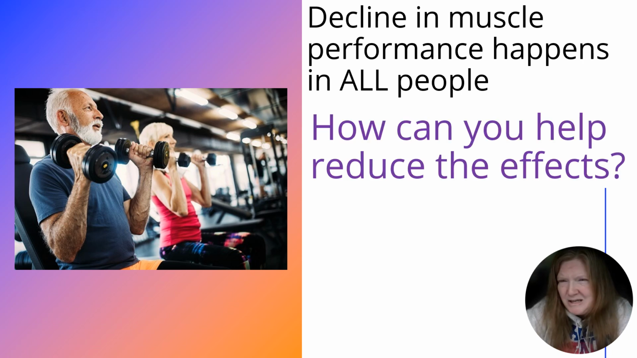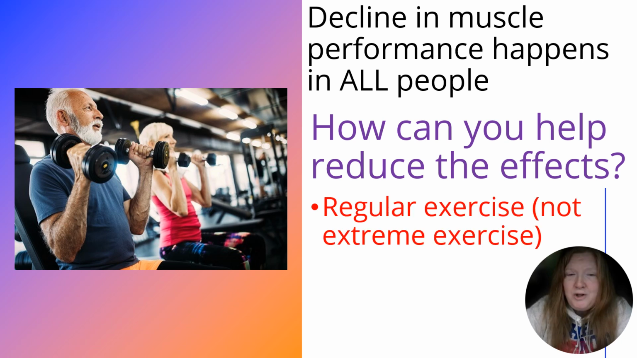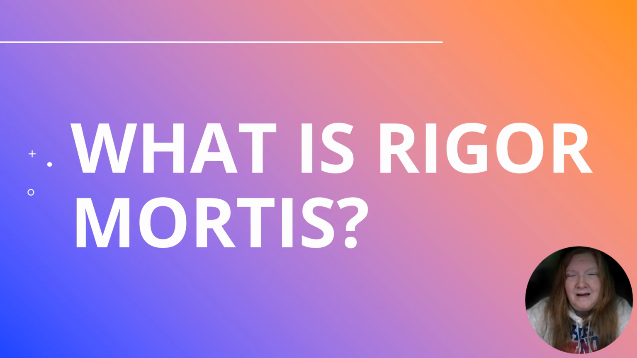So, is there anything you can do about it? How can you help reduce the effects? It's going to happen anyway. It happens as people age. But can you do anything? You sure can. You can regularly exercise. And I don't mean extreme exercise. I don't mean to start running marathons if that's not your thing. What I mean is walk regularly, lift low weight dumbbells, or do low resistance activities regularly, or just walk. It's good for you.